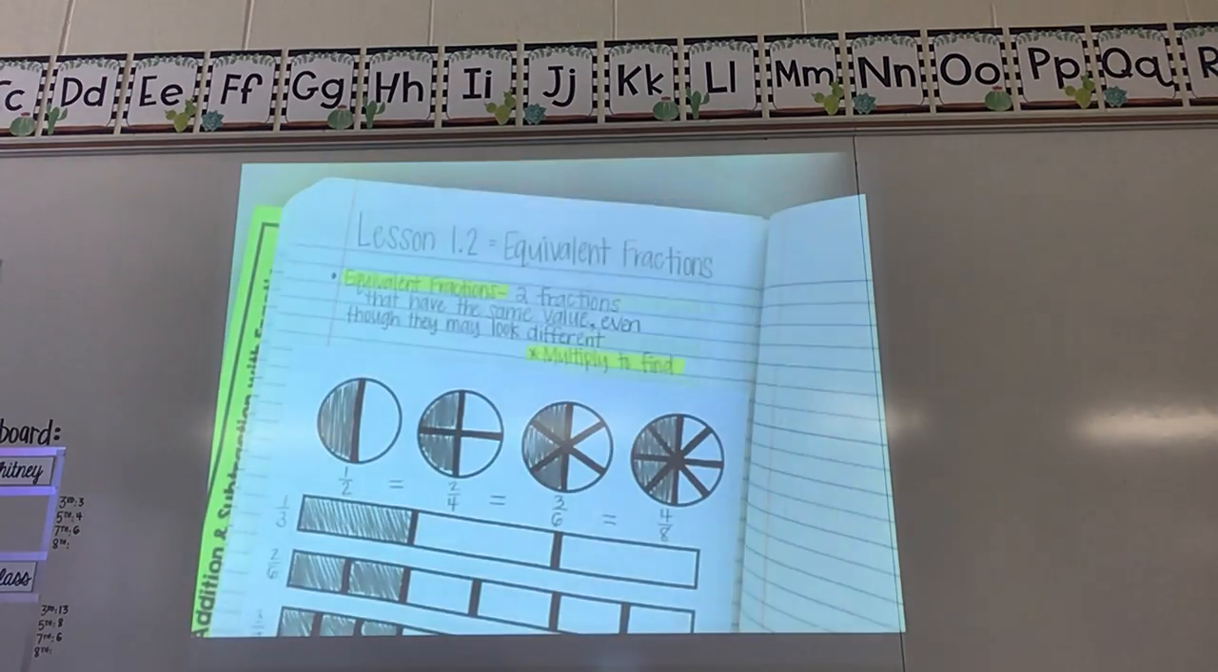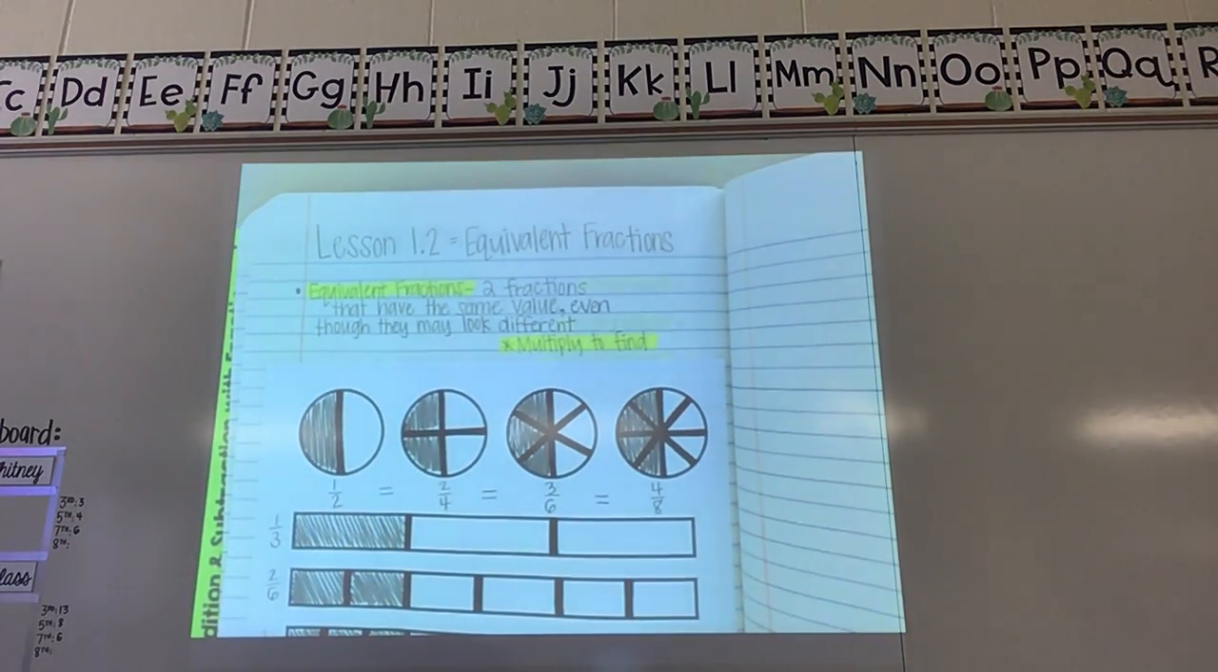So today we did equivalent fractions. You are ready to start on your assignment.